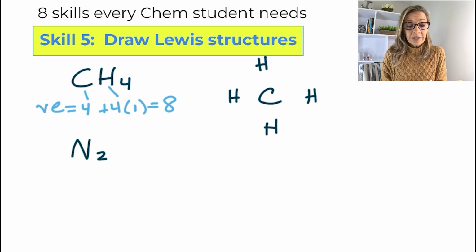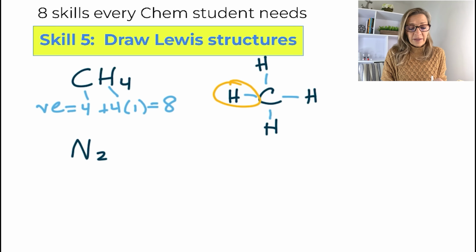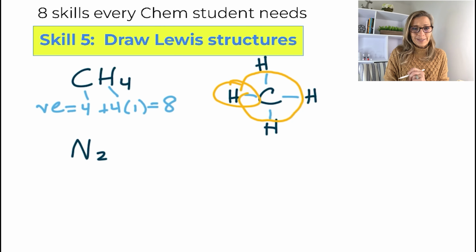I have 8. Well, I just so happen to need 2 to bond every hydrogen to the carbon. Now, how do we know when we're done? Everybody has 8, except for hydrogen. So hydrogen just sees 2. Every hydrogen sees those 2 as their own, and then the carbon sees 2, 4, 6, 8. So that is a valid Lewis structure.